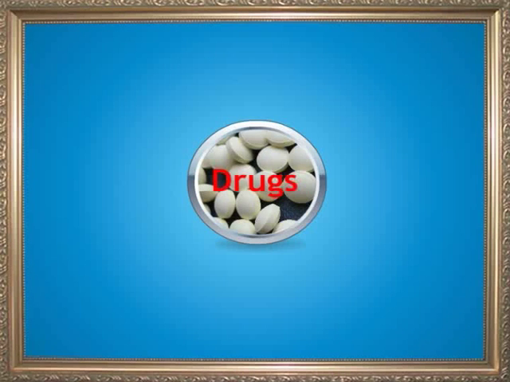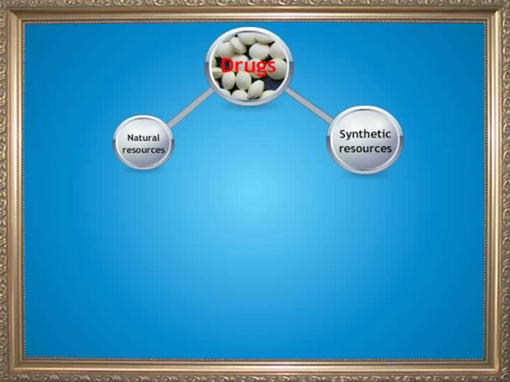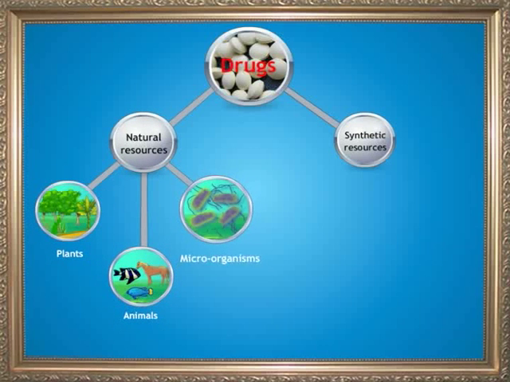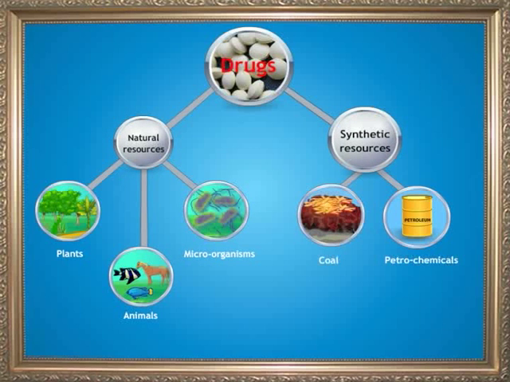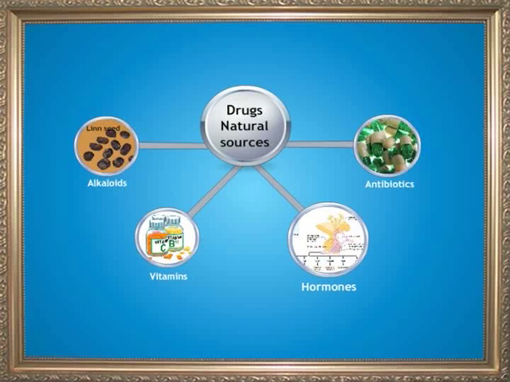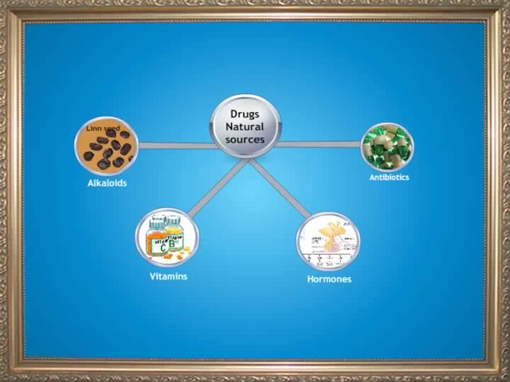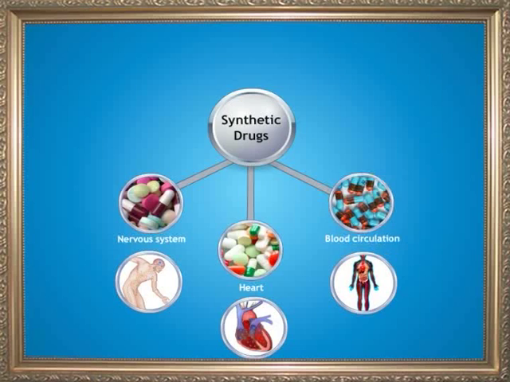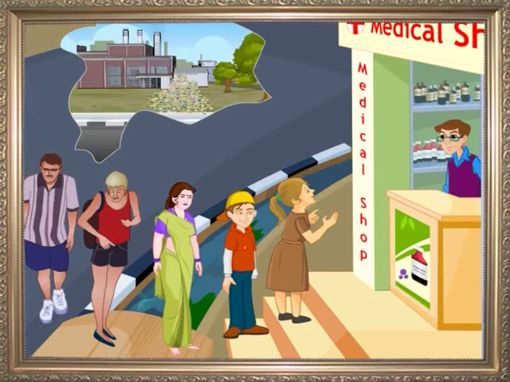Like other products that we just learnt about, even drugs are available from both natural and synthetic resources. Natural resources include plants, animals and microorganisms. Synthetic drugs are manufactured from coal-based chemicals and petrochemicals. Drugs from natural sources include alkaloids, vitamins, hormones and other antibiotics. However, most of the drugs for the nervous system, heart and blood circulation are obtained synthetically. Depending on the structure and requirement of drugs, they are produced on a large scale to meet the demands.